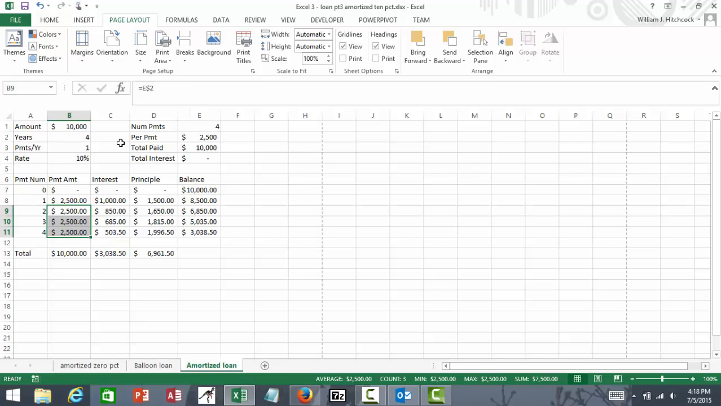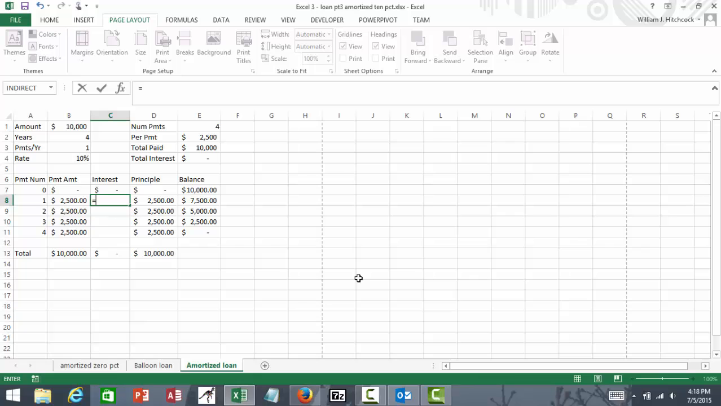For the interest, notice that the interest is changing. I'm just going to delete the interest for now to show you how we set this up. The interest is equal to the balance that we have on our loan, $10,000, and I'm going to multiply that by my interest rate. The annual interest rate is 10%. When I copy this down, I want that B4 always to remain B4, so I'll put a $ in front of the 4.